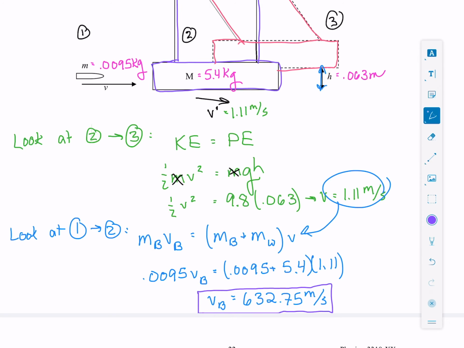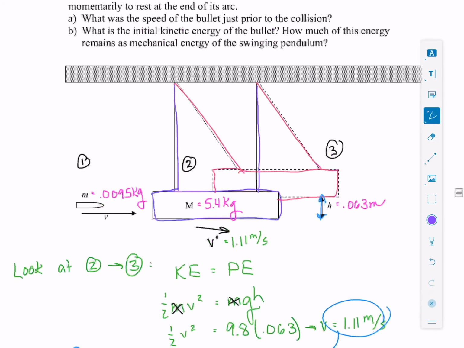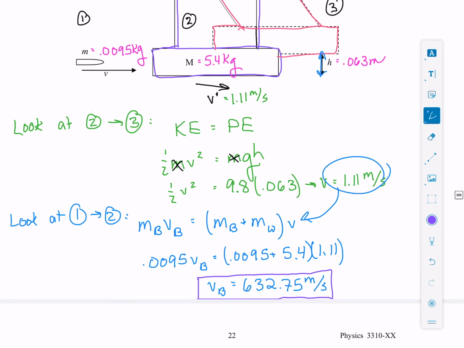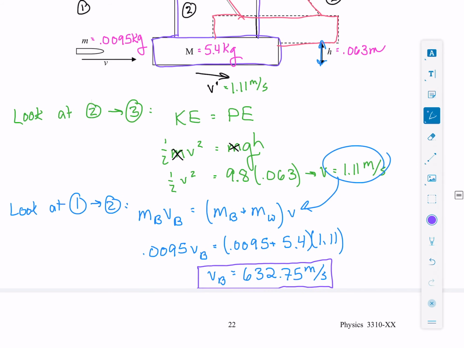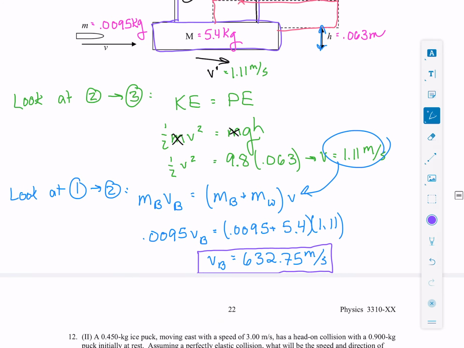So there's technically a part B. It says, what is the kinetic energy of the bullet? How much of this energy remains as mechanical energy of the swinging pendulum? It's pretty much saying, is kinetic energy conserved? What is the initial kinetic energy? What is the final kinetic energy? Are they the same, or is there energy lost?